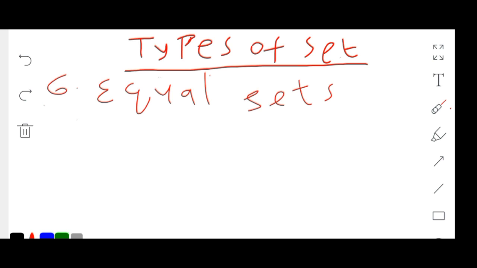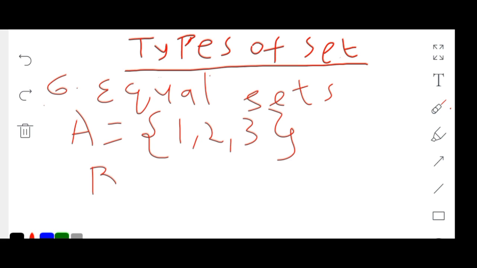That's why I call it equal. They must be equal. One must not be more than the other. So they must be equal. Let's give an example so you can understand. Let's say A equals to 1, 2, 3. Then B equals to 3, 2, 1.